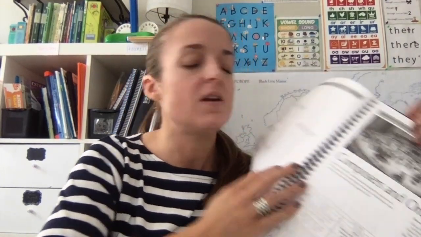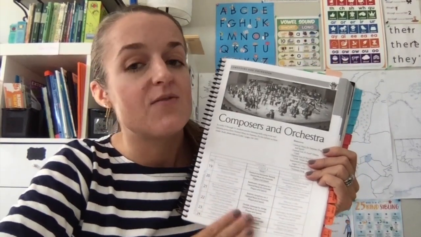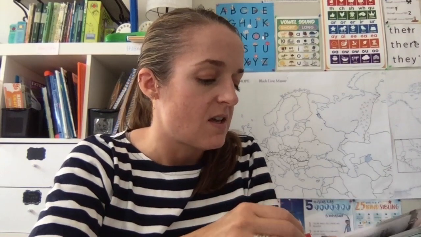And then the final one is Composers and Orchestras. Again, it uses a separate book to give more information to the tutors, but it's listed here what composers and what pieces we will hear from them. So that is the composers and orchestra part. And then we get to science.